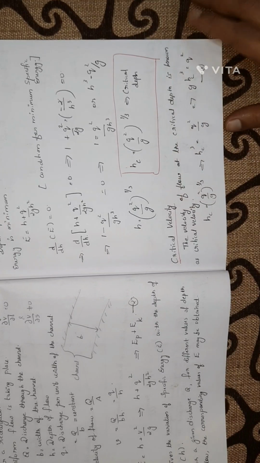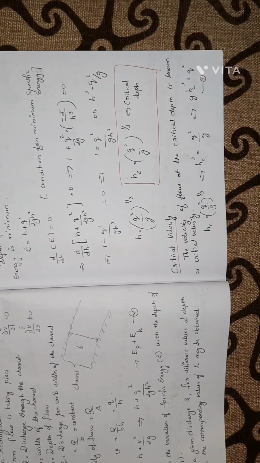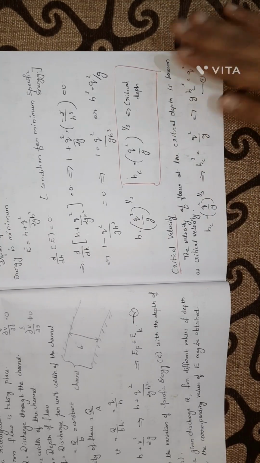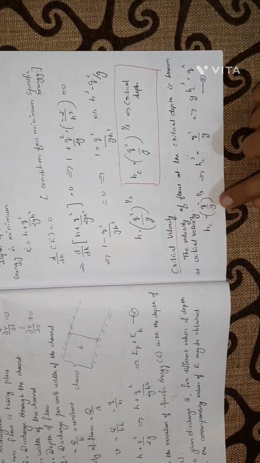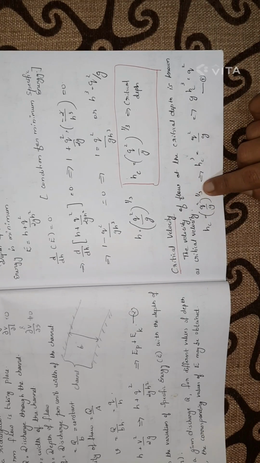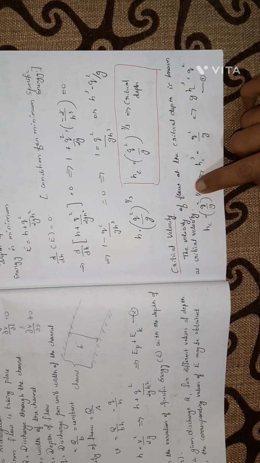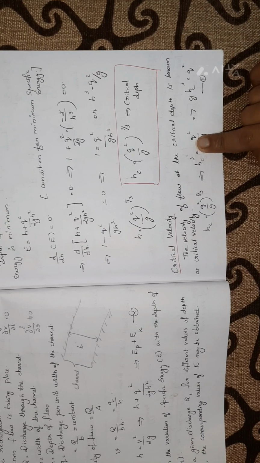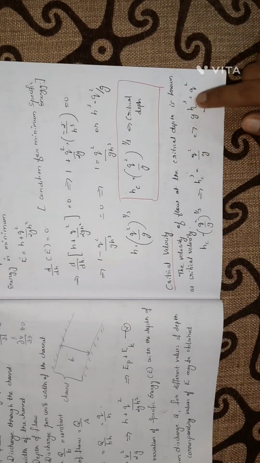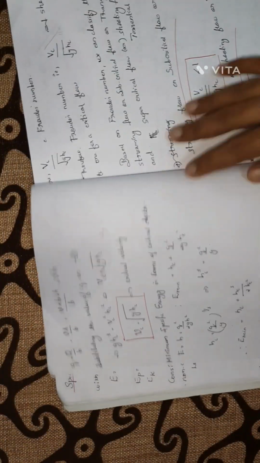Now coming to the critical velocity. The velocity of flow at the critical depth is known as the critical velocity. So the velocity possessed by the fluid at the critical depth is nothing but the critical velocity. We know hc is equal to (q square by g) the whole raised to 1 by 3 is the critical depth. So hc cube is equal to q square by g. We can write it as g hc cube is equal to q square, and we are expressing this as equation number 1.